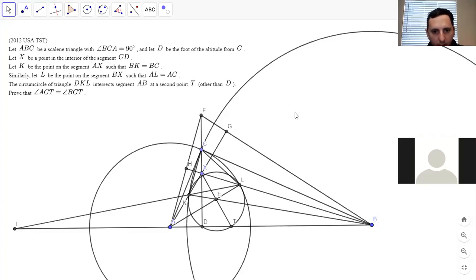So basically CA and CT are isogonal in triangle ICB. I don't know if that does anything, but. And these circles are orthogonal. So I don't know if there's something special about orthogonal circles.